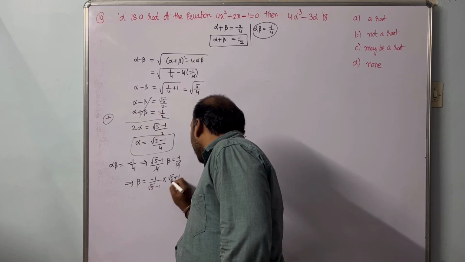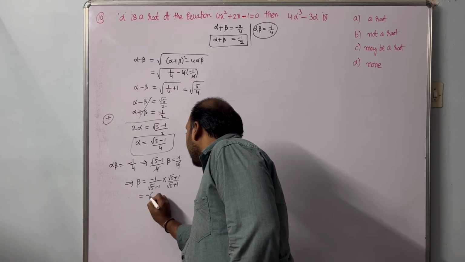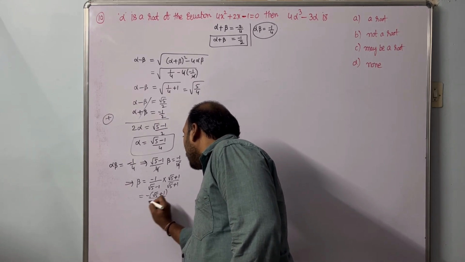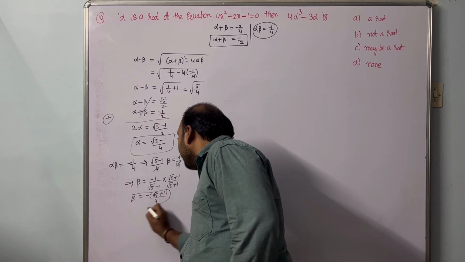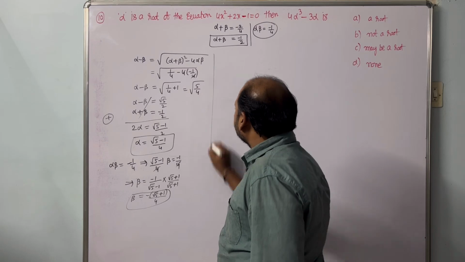Multiplying and dividing by root 5 plus 1, rationalizing, dear students. So minus root 5 plus 1 divided by 5 minus 1, which is 4. So this is the beta value. Now I am going to simplify this value. Alpha value we got it now.